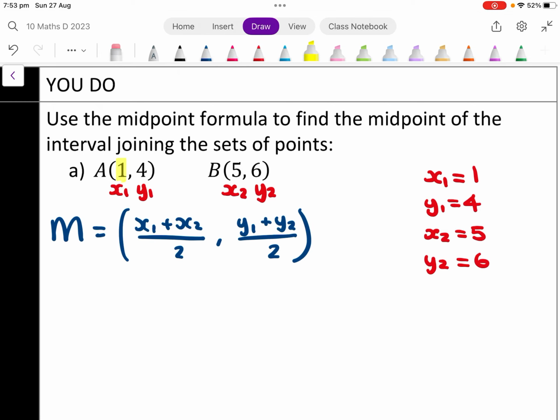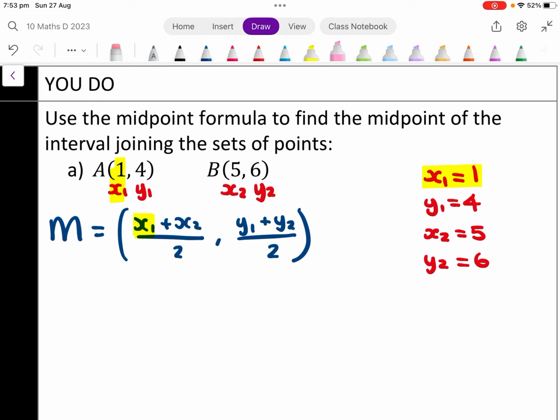So now what we're going to do is replace these in our formula. So we'll have m equals, our x1 and x2 get replaced in the first fraction, and then we have our y1 and our y2 in the second fraction.